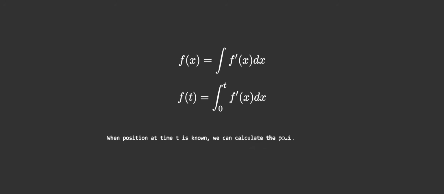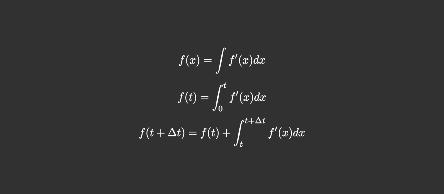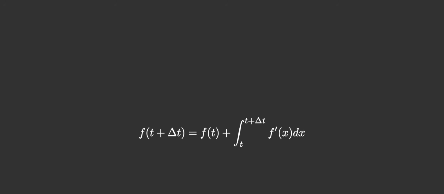In the rope simulation process, we already know the position at time t. What we need to know is the new position after a small fraction of time, dt. To achieve this goal, we can just take the integration from t to t plus delta t and add the result to the existing position data. This is actually where the problem begins.